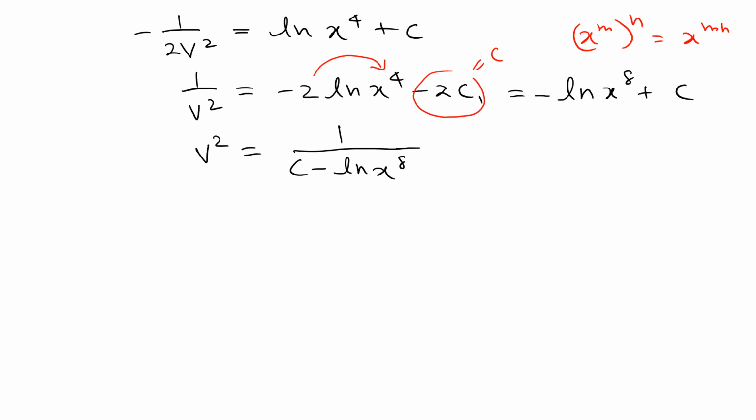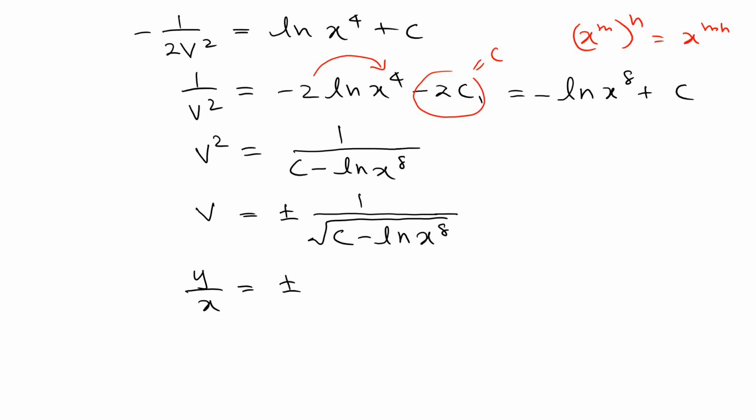So once you take the square root, you get v equals two answers, plus or minus, because we don't know whether it's positive or negative, that depends on the initial condition. So this is x to the 8, and then we substitute v. We know that v equals y over x, so we put it there, plus or minus 1 over c minus ln x to the 8, and then multiply by x.